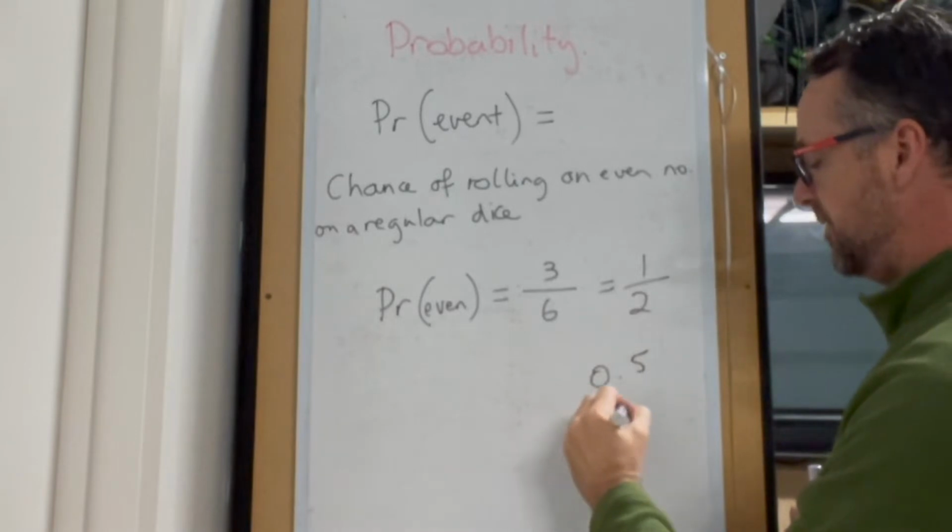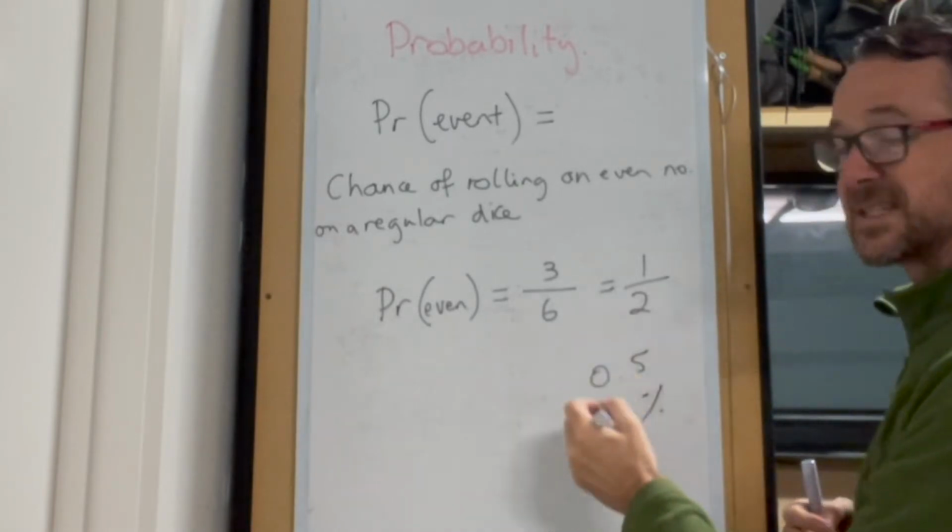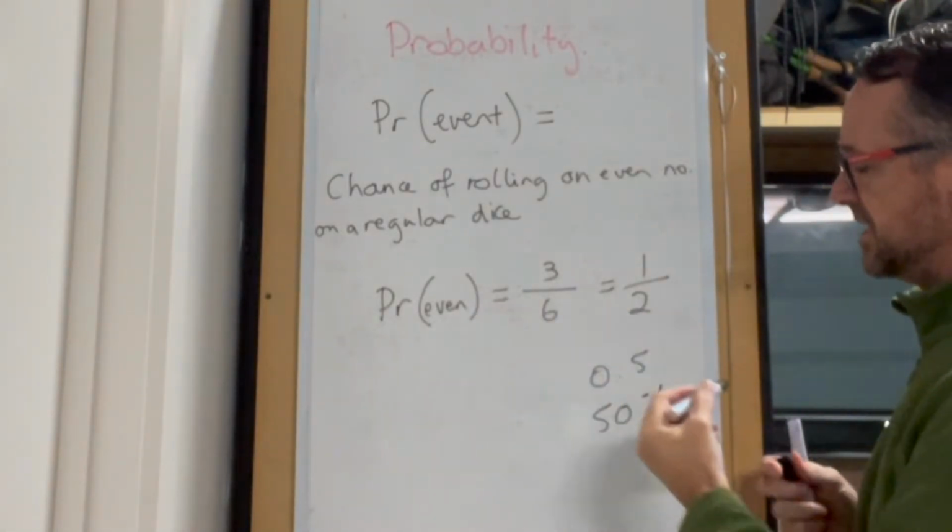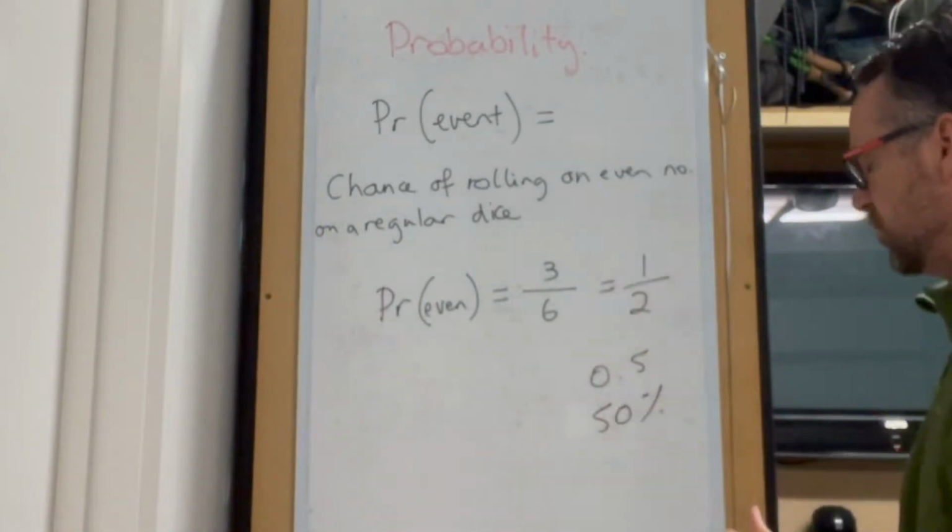0.5 or 50% represent the same thing, but in this case, that's an easier option because it's connected more strongly to the information.